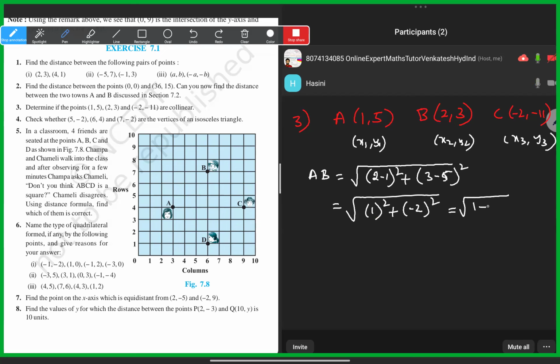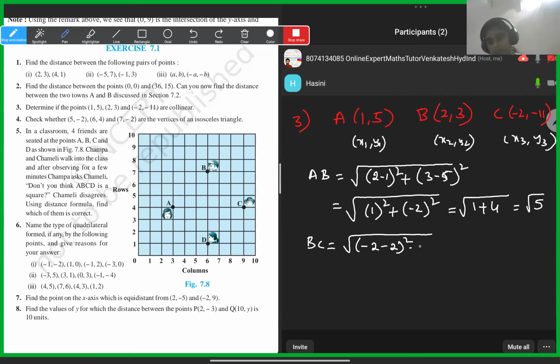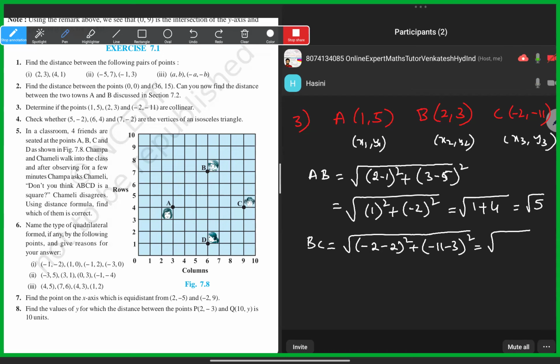Minus 2 plus 2 whole square. But Hasni, minus 2 whole square, sir. Plus minus 11 minus 3 whole square. Minus 3, no? Yes, sir. Okay, so minus 2 whole square is minus 4 square, which is equals to 60.